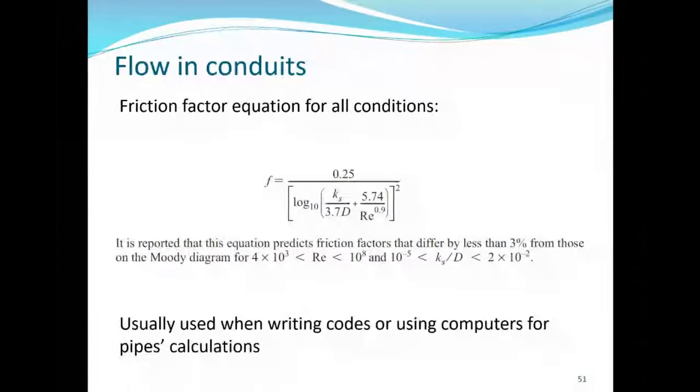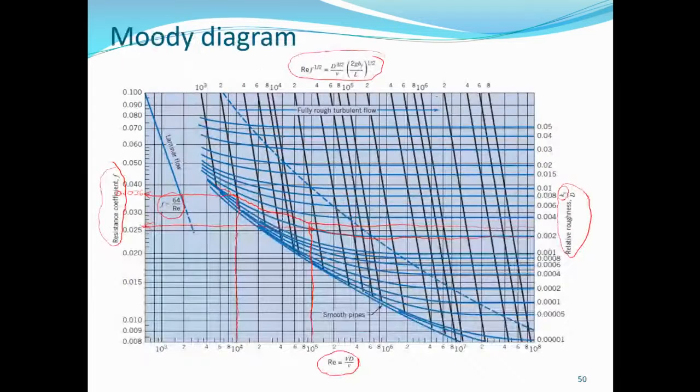We will take an example. The friction factor for all conditions is given explicitly by this: 0.25 over this. You see, this is the relative roughness, Ks over D, and this is the Reynolds number as well. And you can use this to program. When you can write code, you can program it, because this one is using the Moody diagram.